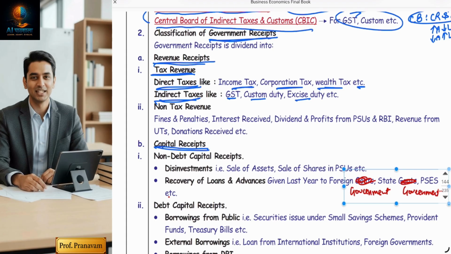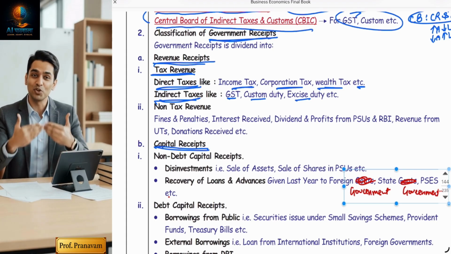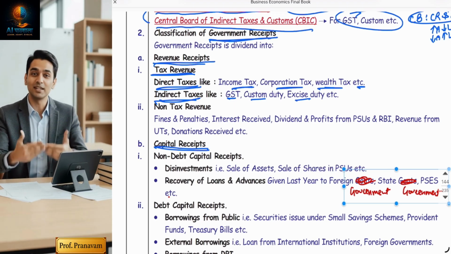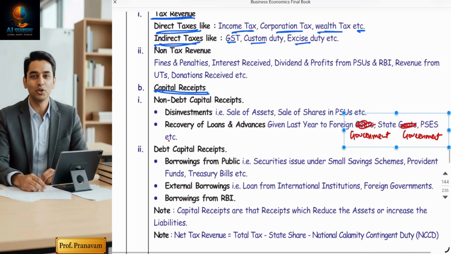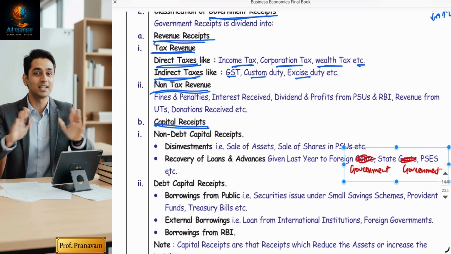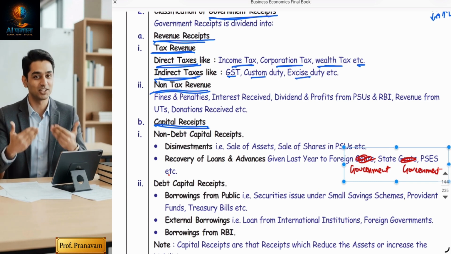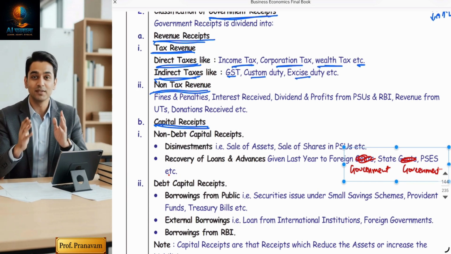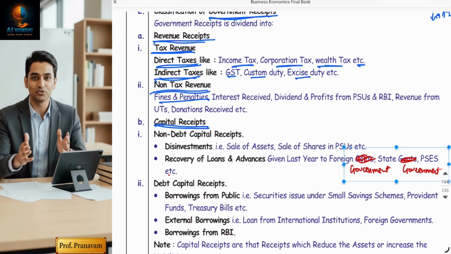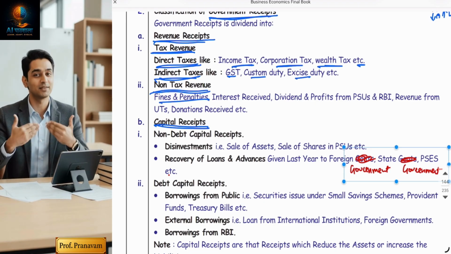In the exam, they can give you examples and ask you to identify which tax it is, or an odd man out can be asked. Then after tax revenue comes non-tax revenue. Of course, government does not depend only on tax revenue. No doubt tax revenue is the main source, but there are side incomes too, such as fines and penalties. Government has made laws and orders, so the people or companies who breach them are charged penalties. It is revenue for the government.